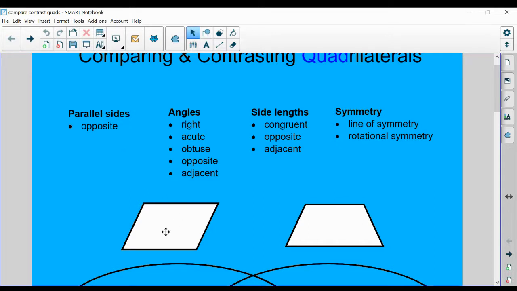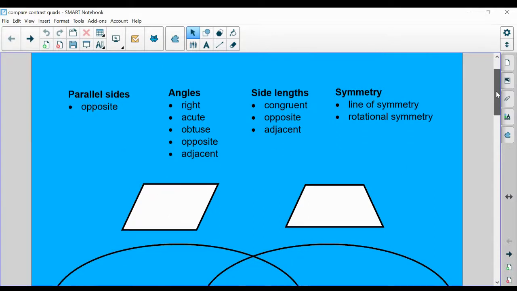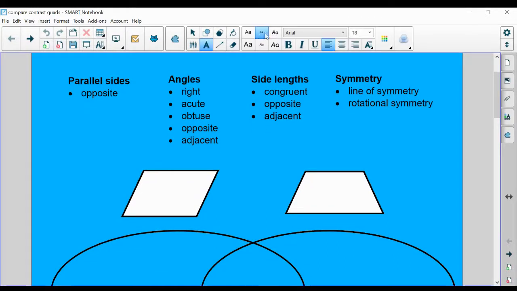So let's compare and contrast these two shapes. The first step is to label the shapes. We have a parallelogram here on this side, and on this side we have a trapezoid. If you wanted to get really specific, you would call that an isosceles trapezoid, but we don't need to do that. So we're going to look at the parallel sides.